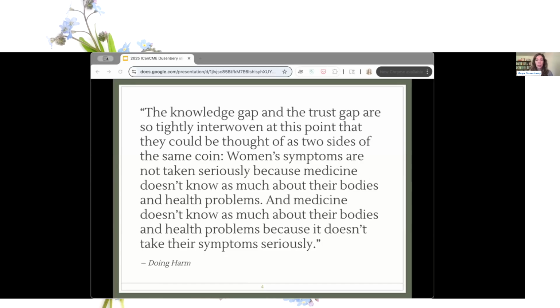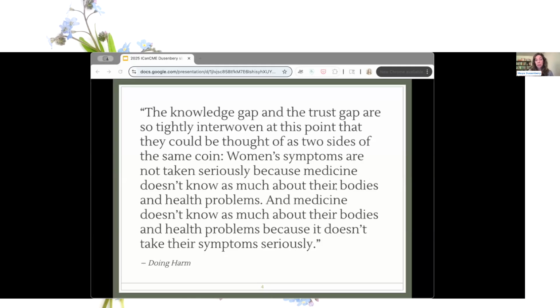The trust gap is really about these unconscious, implicit biases that affect all of us, male or female, in the medical profession or not. And then the knowledge gap is really just about how the biomedical knowledge base itself has become skewed towards knowing more about men's bodies and health conditions.